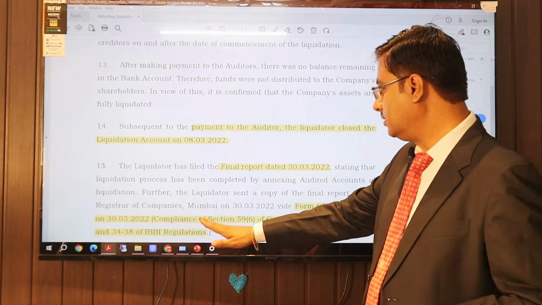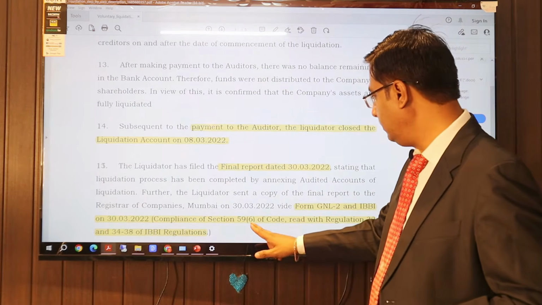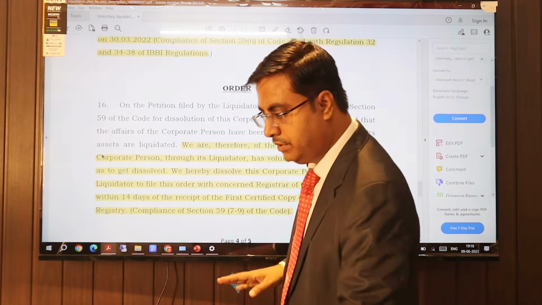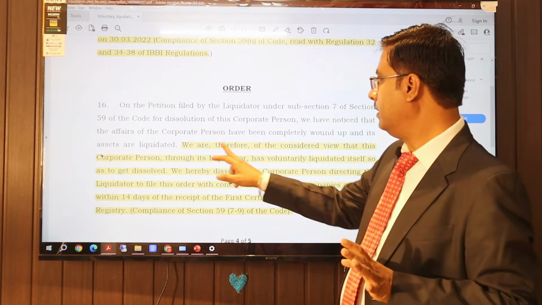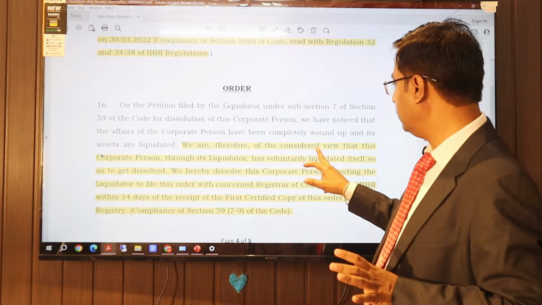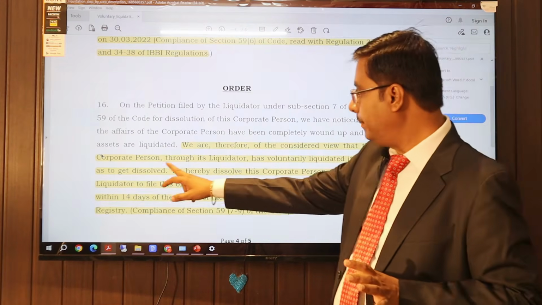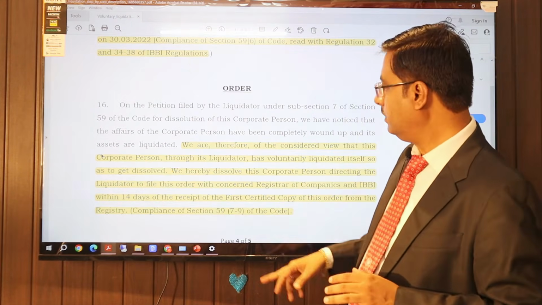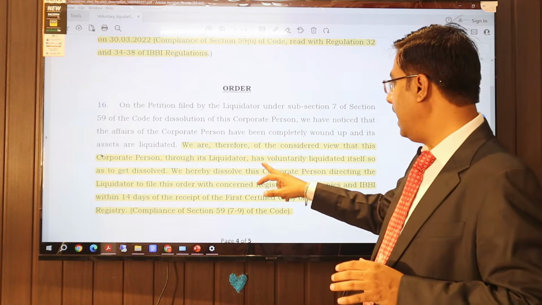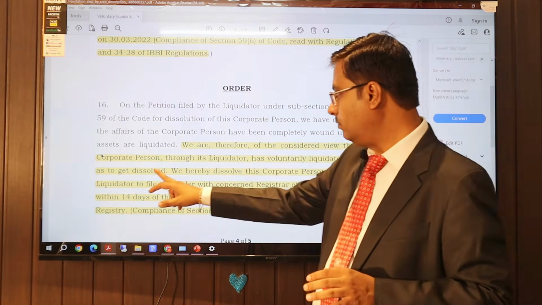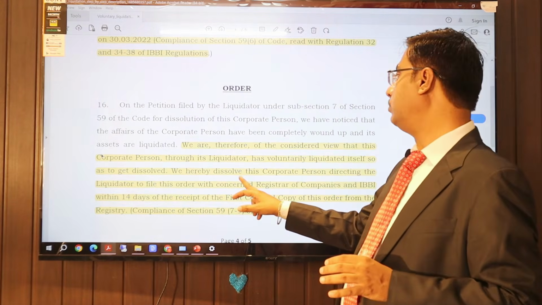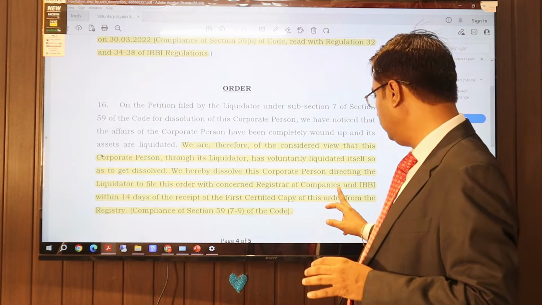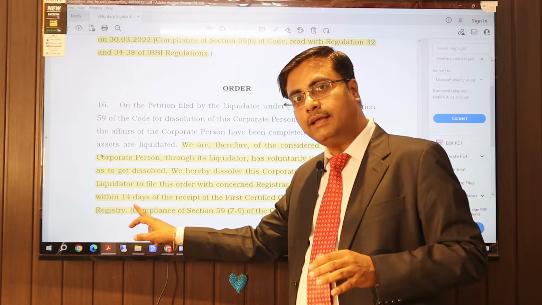On 30 March, complies with section 59(6) read with regulation. Then the NCLT order हो गया. We are therefore of the considered view that the corporate person, which is going to voluntarily liquidate, so the liquidator IP has voluntarily liquidated itself so as to dissolve. Be it hereby dissolved, this corporate person, directing the liquidator to file this order with the ROC and IBBI within 14 days.